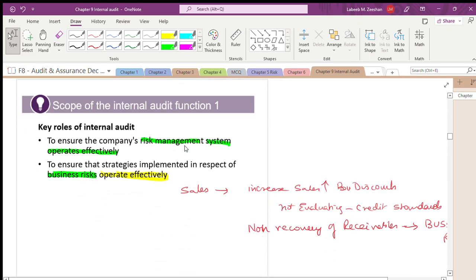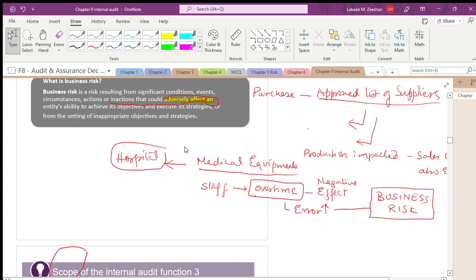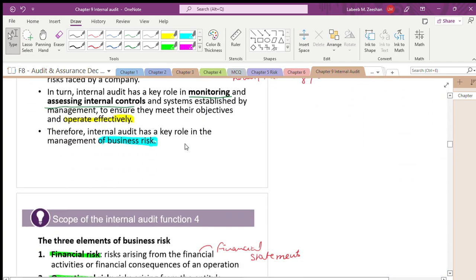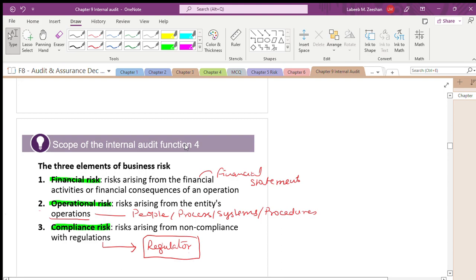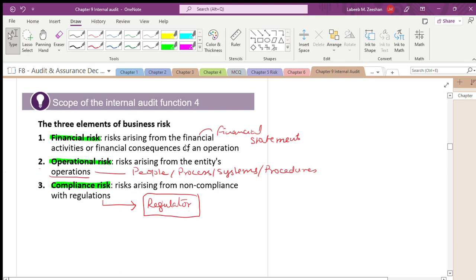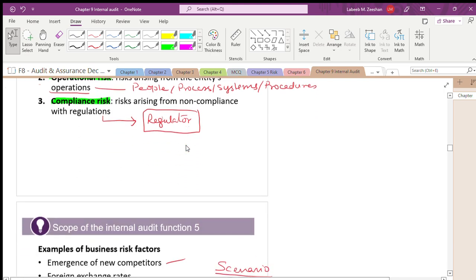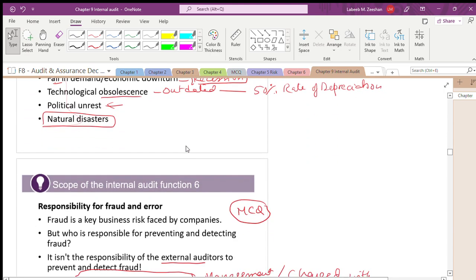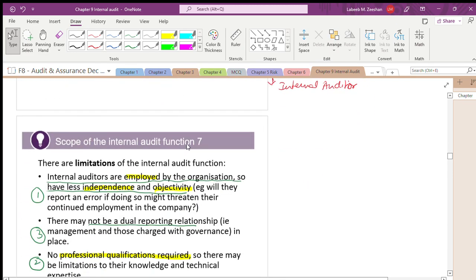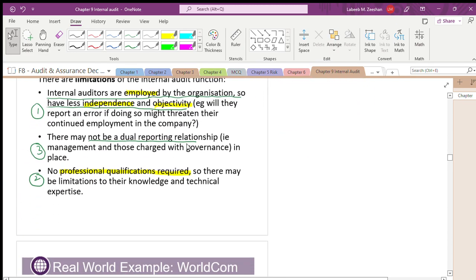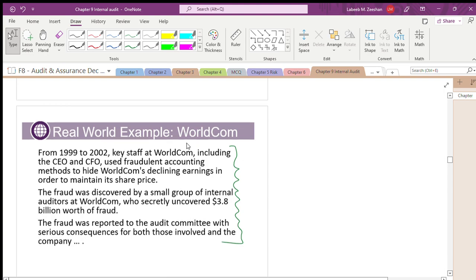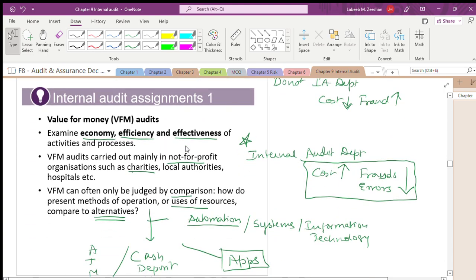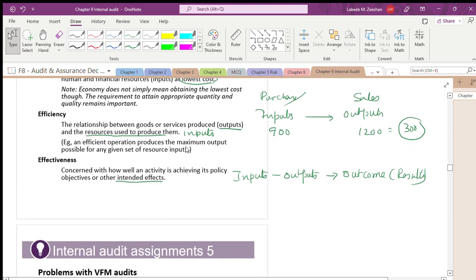Is it right? And what is the scope of internal audit? They are talking about identifying the business risk. Is it right? Business risk. There are three elements of business risk: financial risk, operational risk, and compliance risk. IT risk they have not mentioned here. Is it right? They are talking about the business factors, and subsequently what are the limitations of internal audit and how it will function, value for money audit as such. Is it right?